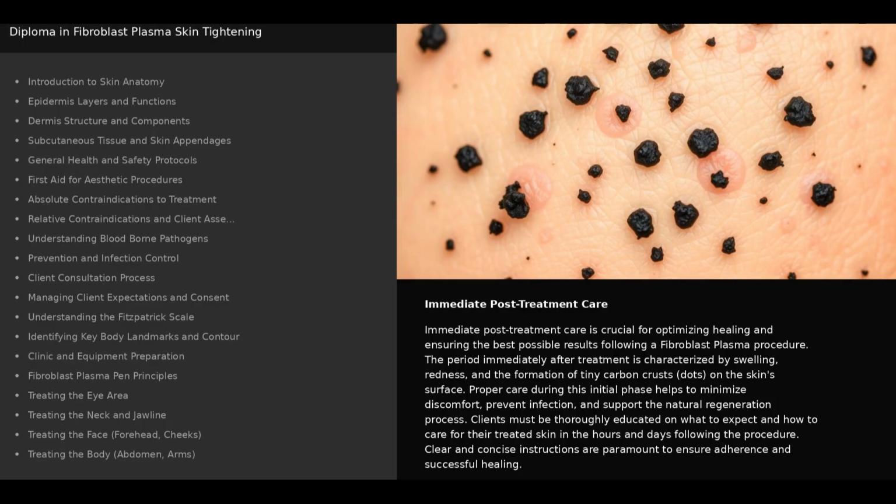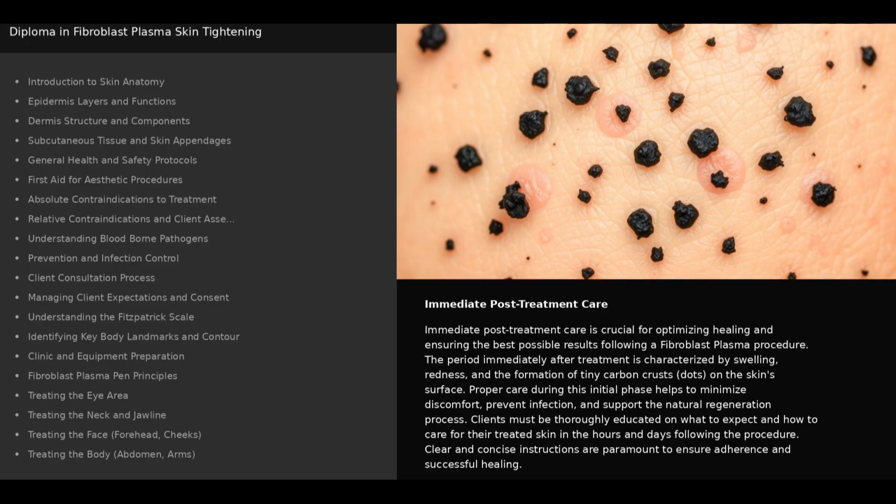Immediate post-treatment care. Immediate post-treatment care is crucial for optimizing healing and ensuring the best possible results following a fibroblast plasma procedure. The period immediately after treatment is characterized by swelling, redness, and the formation of tiny carbon crusts, dots, on the skin surface. Proper care during this initial phase helps to minimize discomfort, prevent infection, and support the natural regeneration process. Clients must be thoroughly educated on what to expect and how to care for their treated skin in the hours and days following the procedure.